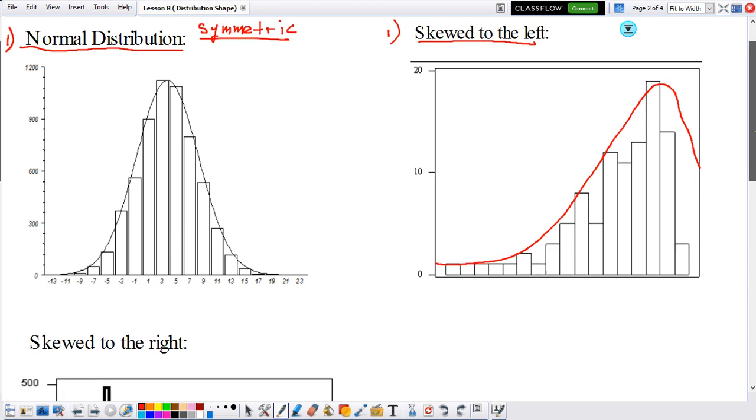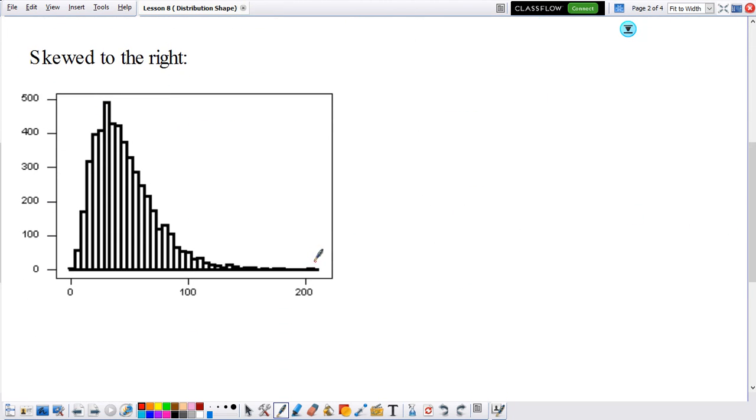But now, what happens if your highest point occurs somewhere on the left side of the graph? So notice that here I'm just tracing what graph they're giving us. Notice that here the highest point is occurring all the way on the left side of it. So that's the opposite. Then this is going to be called skewed to the right.